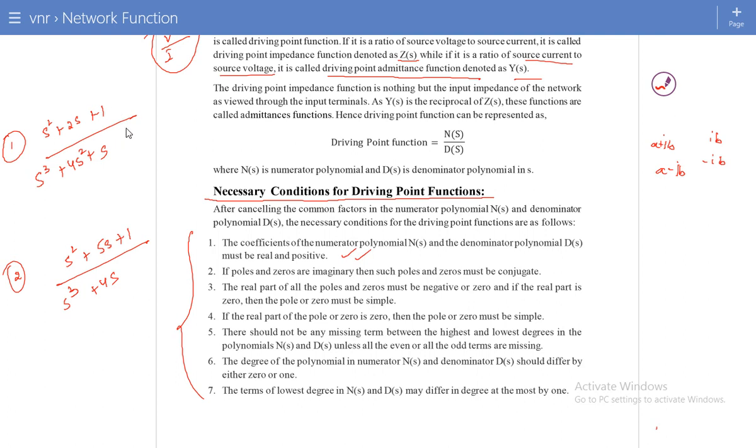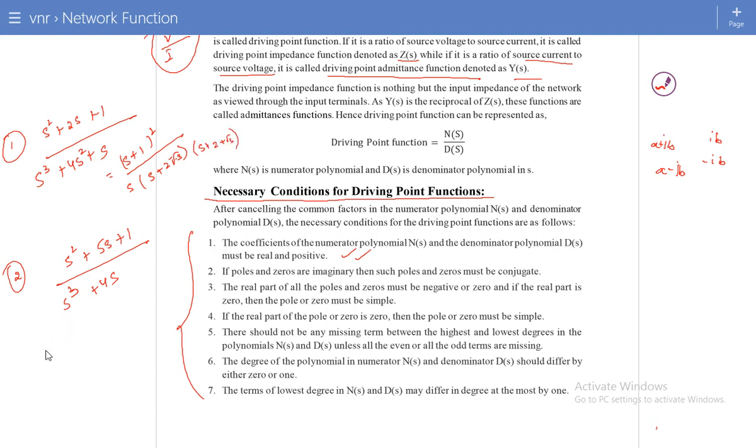Okay, now first function, what can you write? The first function you can write as (s plus 1) whole square divided by, what can you write in the denominator? s into (s square plus 4s plus 1). So s square plus 4s plus 1, what can you write? (s plus 2 minus root 3) into (s plus 2 plus root 3).